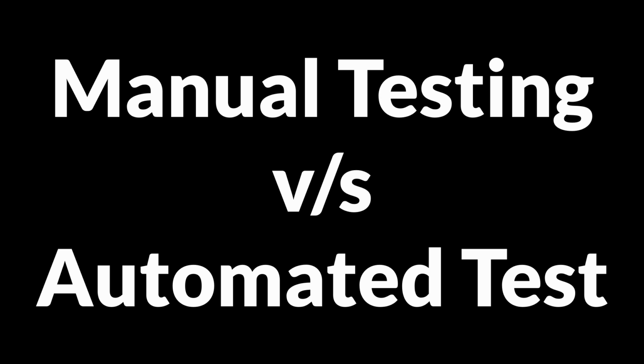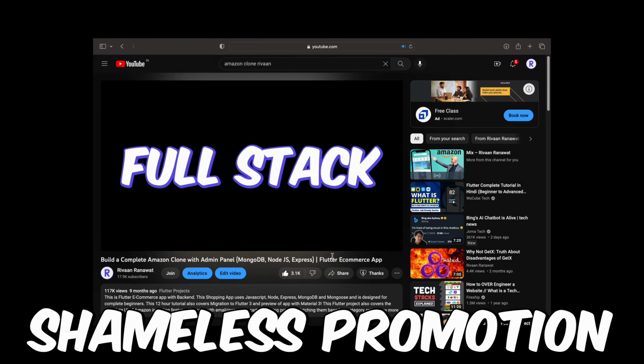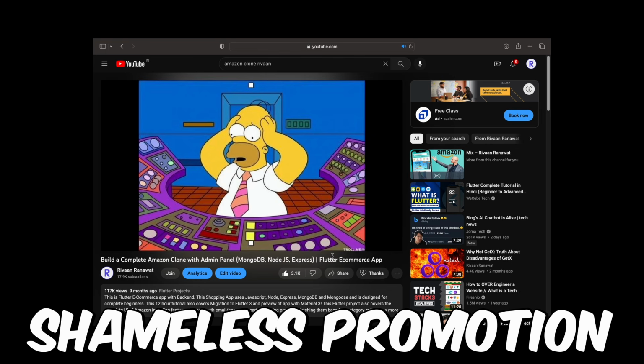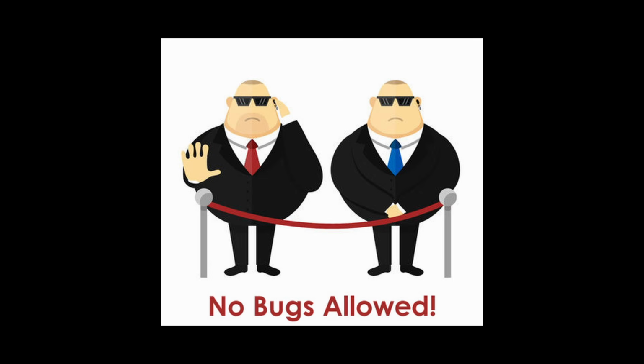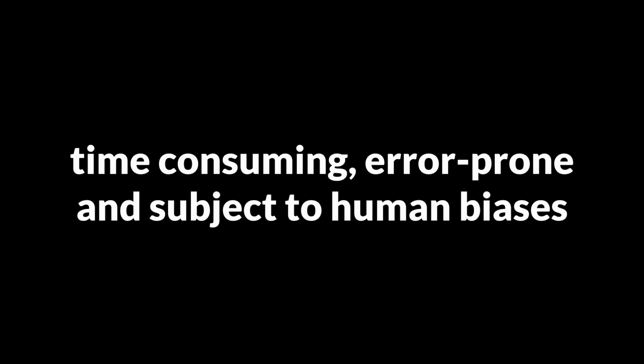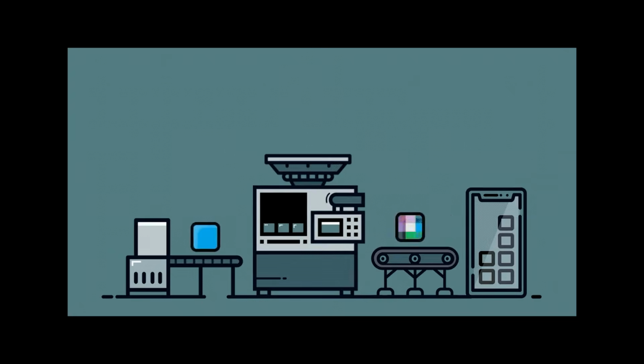Automated testing is generally preferred over manual testing. Why? Let's say you're building an e-commerce app as big as Amazon. With manual testing, you would need to rely on a team of testers to check each feature and component of your app and ensure that it meets the required specifications. This process can be time consuming, error prone, and subject to human biases.